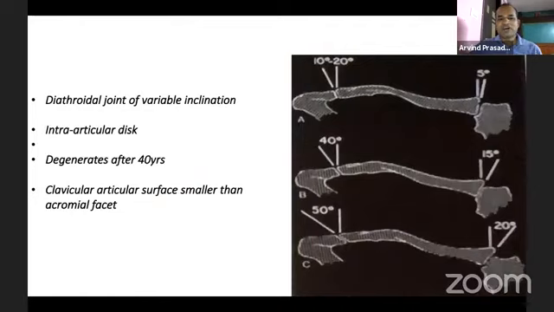This joint is a diarthrodial joint with inclination varying from 10 degrees to 50 degrees, with the intra-articular disc, which usually starts getting degenerated after 40 years. And the clavicular articular surface is smaller than the acromial facet.